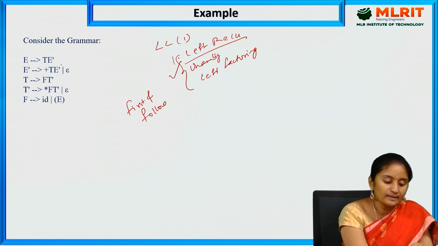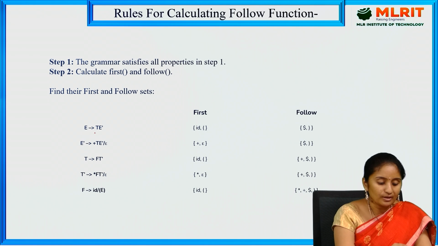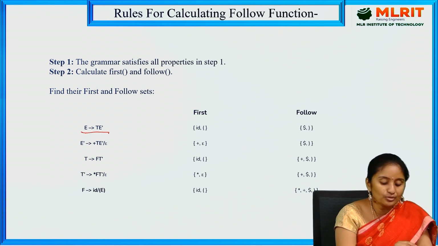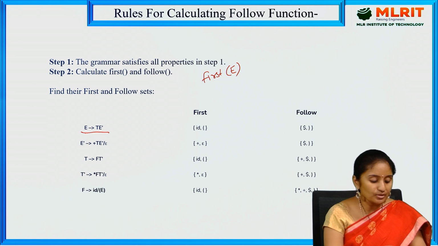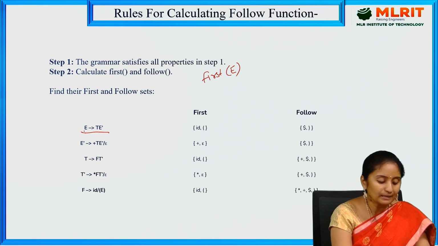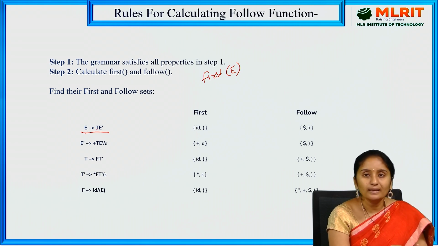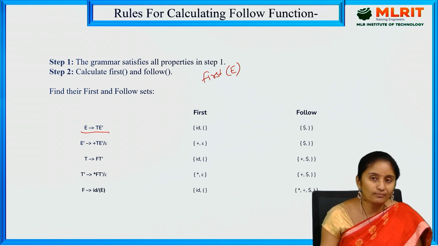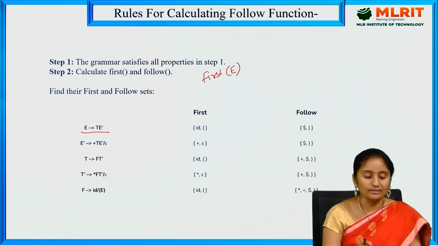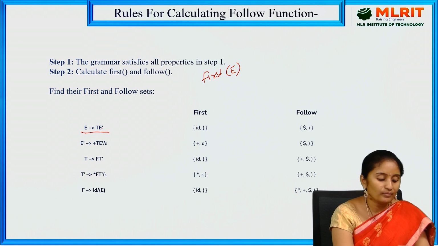So this is my grammar. For this grammar, we are going to calculate the first and follow functions. The same grammar I have written over here. The first production is E tends to TE dash. So what is first of E? First of E is nothing but what is there exactly on the right hand side, whether it is a terminal or a non-terminal. If it is a terminal, we directly write it here. If it is a non-terminal, we go for that production.